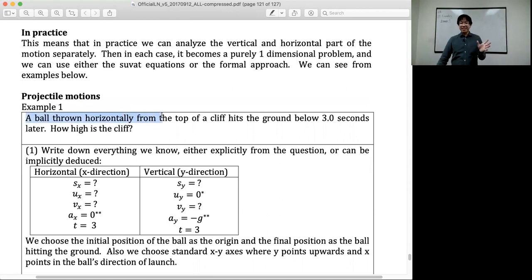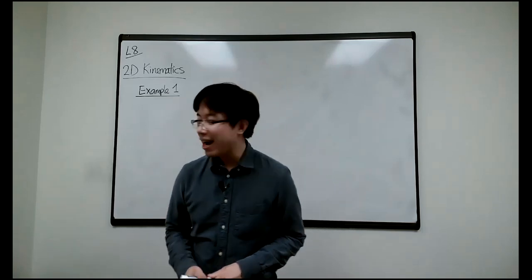A ball is thrown horizontally from the top of a cliff. So you throw a ball horizontally and it hits the ground below 3 seconds later. Note that we are given 2 significant figures, just for the final answer's sake, and it's asking how high is the cliff. All right, so let's give that a try.